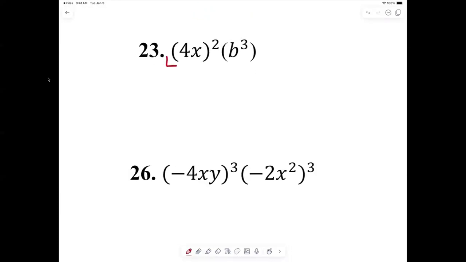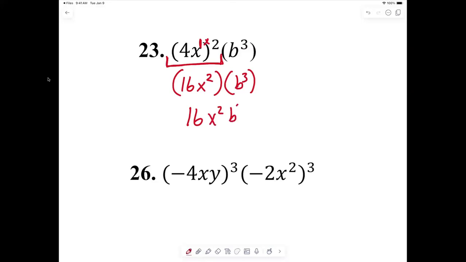Everybody underline this first. That has to be done first because a power is done before the multiplication. I'm listening, go. What's 4 squared mean? 16. X to the what power? No. Right? Because you're doing 1 times 2. You hear me, right? So 16x squared. Now I'm multiplying that by b cubed. Well, are x and b the same? No. So we just write 16 x squared b cubed.